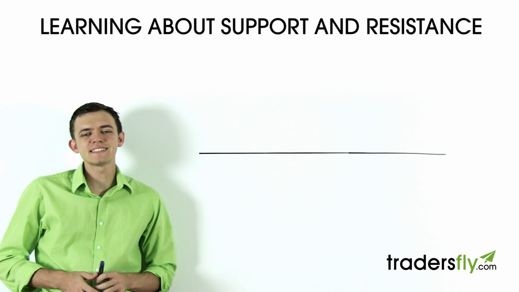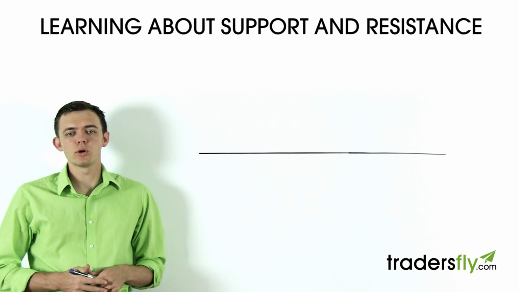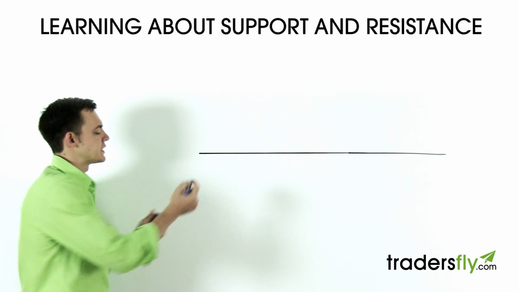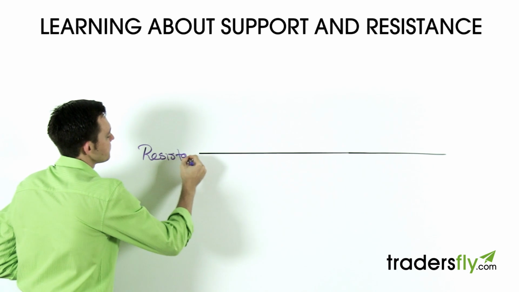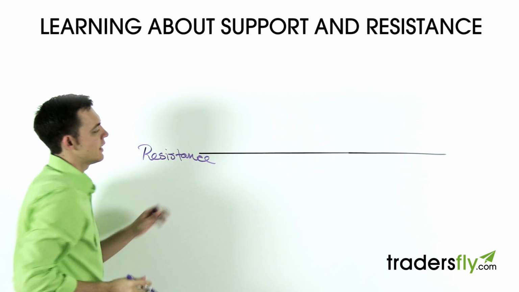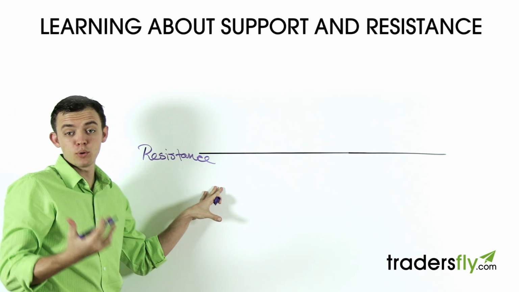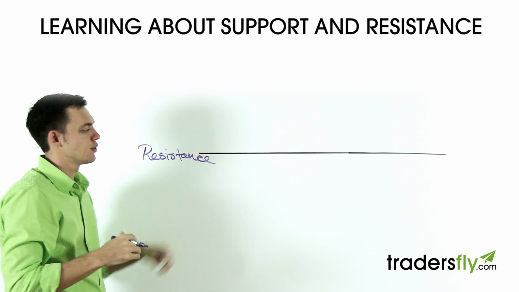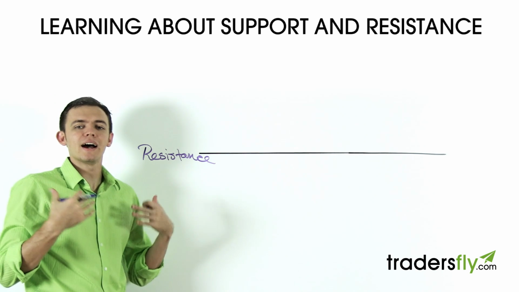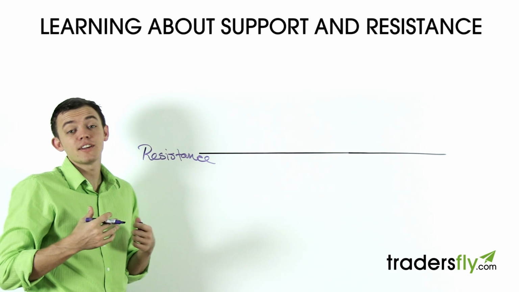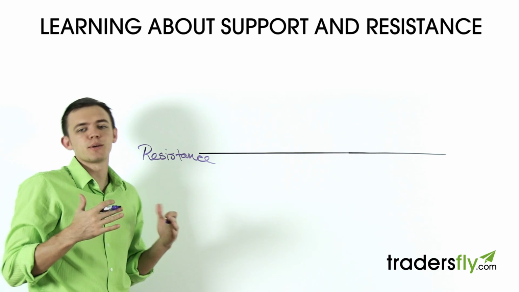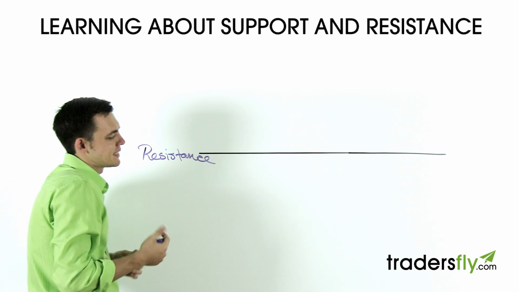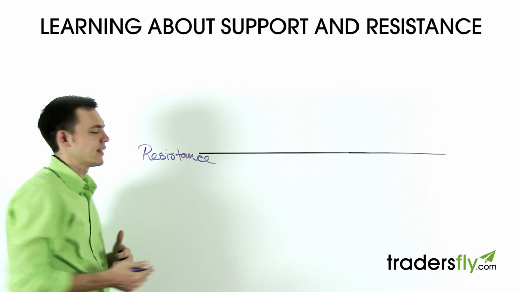As for resistance, it's pretty much the opposite of what support is. Let's say we have this resistance line right here. It's pushing that stock down. What happens is you get to a high enough level where the price is thought to be so high that sellers start pushing it down. It just becomes not very convincing to buy that stock further.